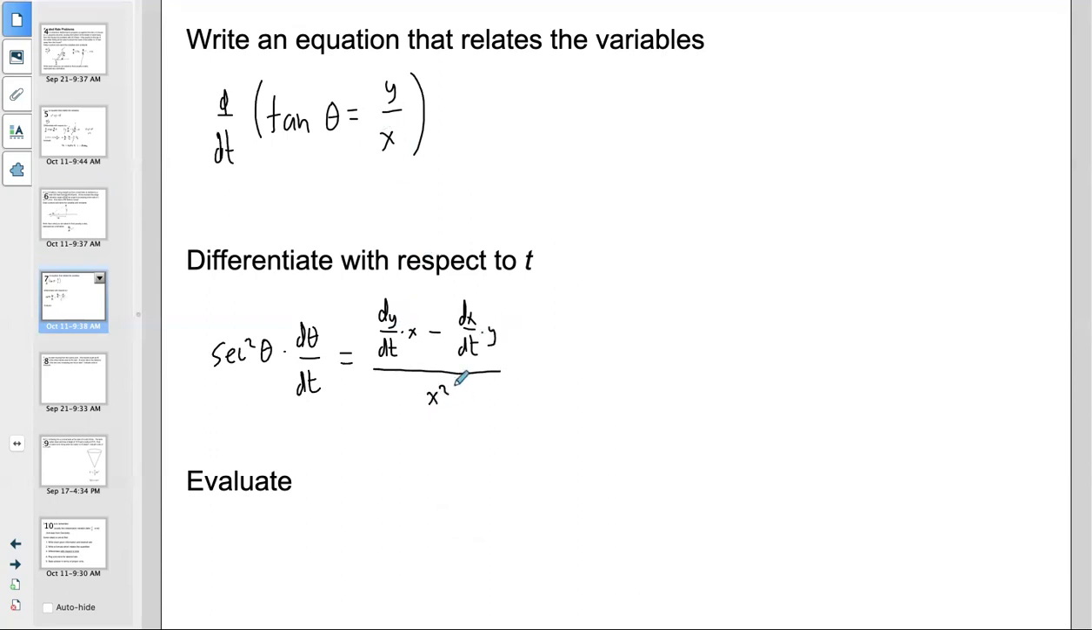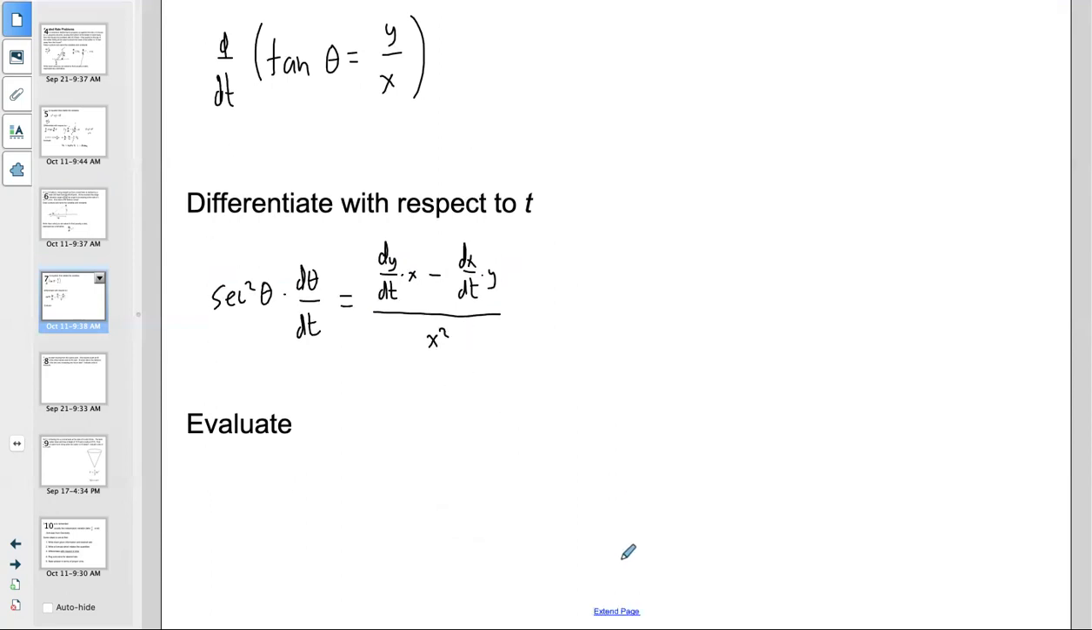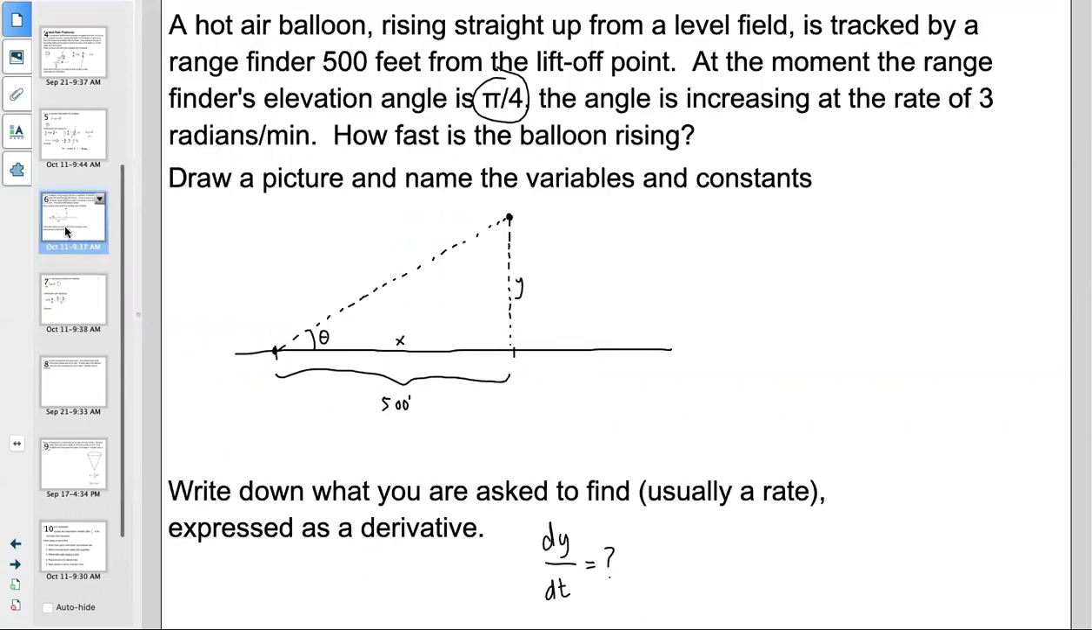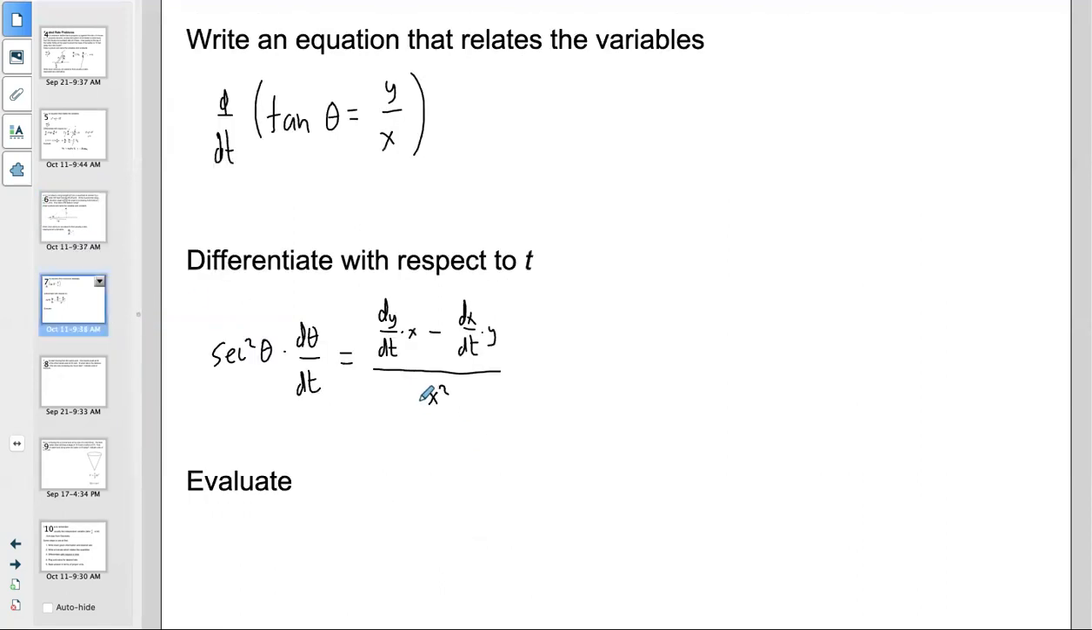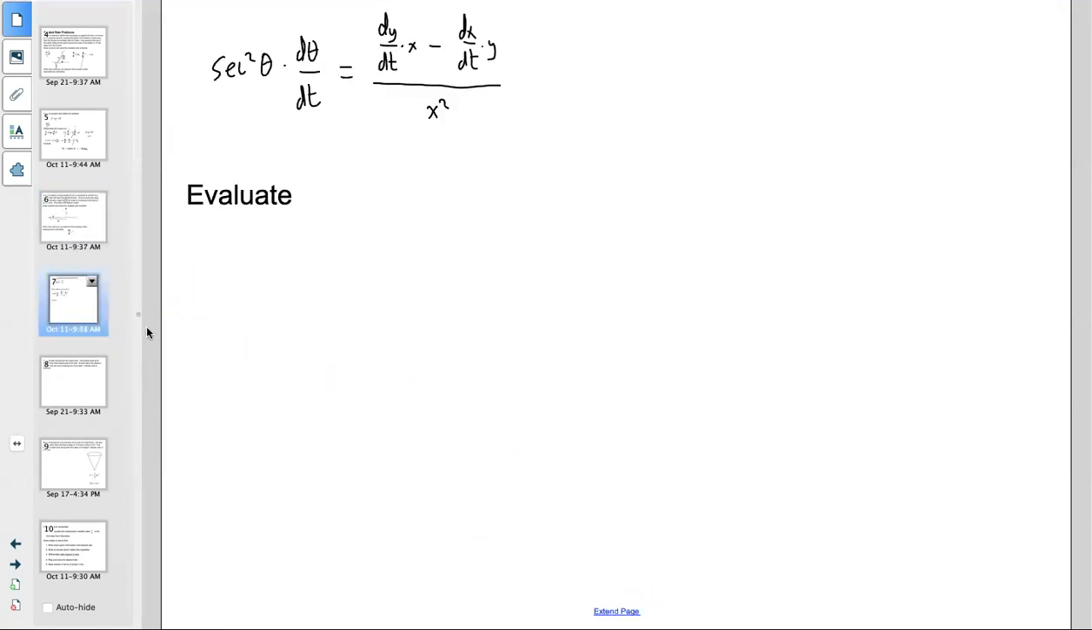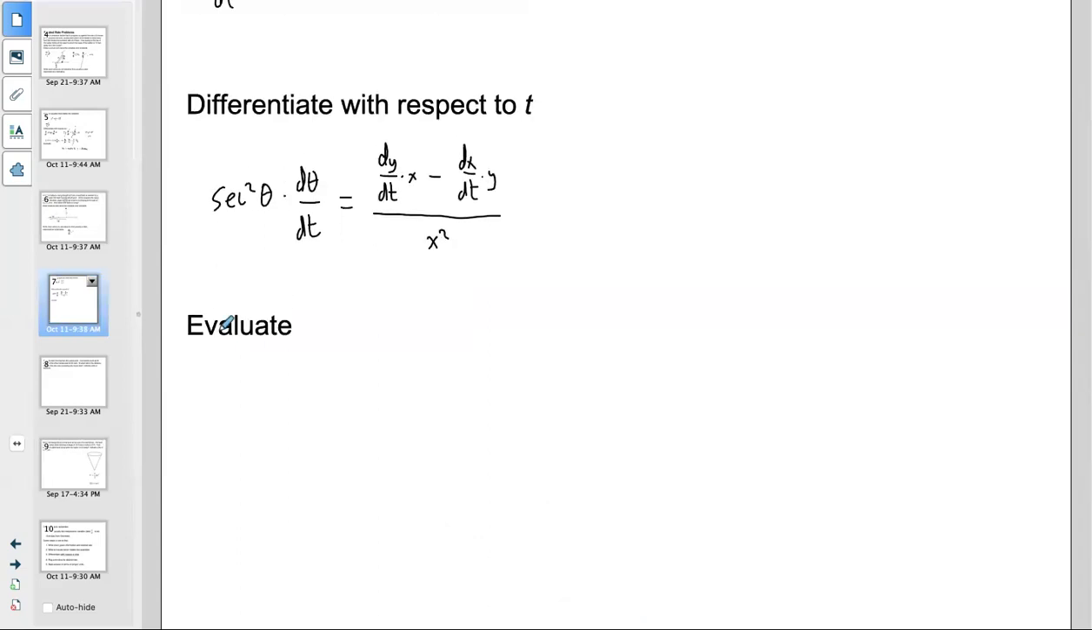So I've done that, and now I got to evaluate. And let's see. So the thing is pi over 4. So I'm gonna have to draw that picture again because it's not so obvious maybe what's gonna happen here. I have a triangle. I have theta, I have x, I have y. X is 500 because it always is 500.